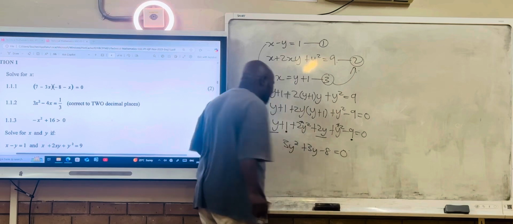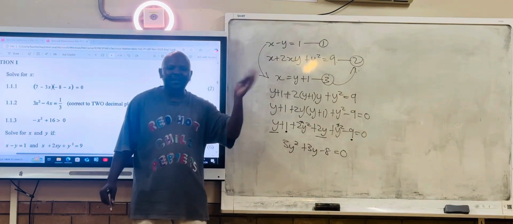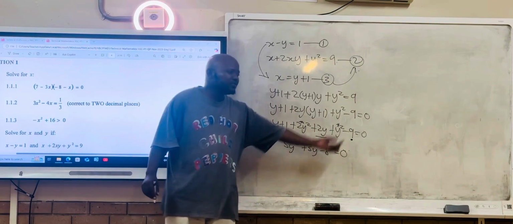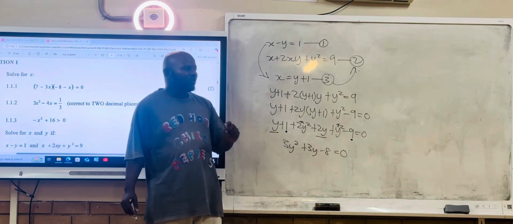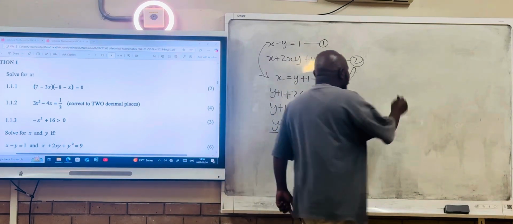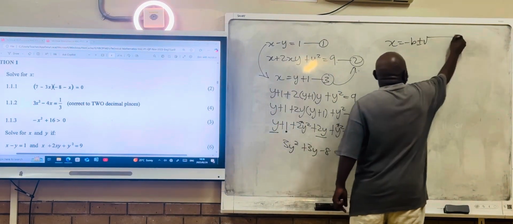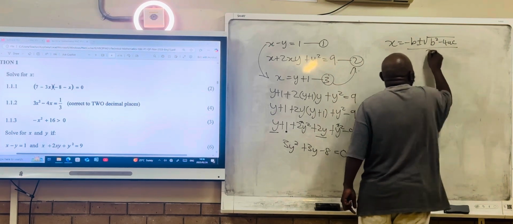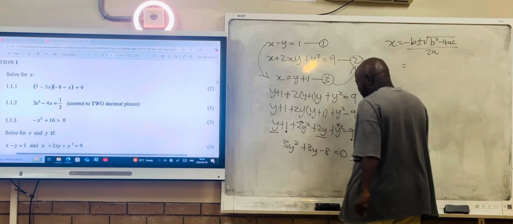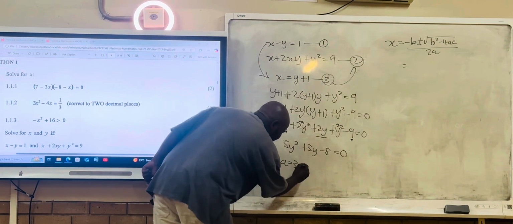is equal to 0. Normally I tell my learners that when you get to this point, don't worry about factorizing. Go straight to the quadratic formula because you're going to get your solution. Thank you very much. x is equal to negative b plus or minus the root of b squared minus 4ac, divided by 2a, where the value of a here is equal to 3.